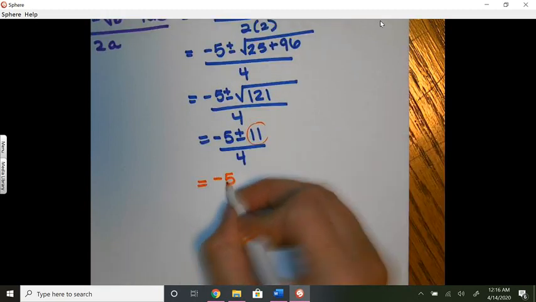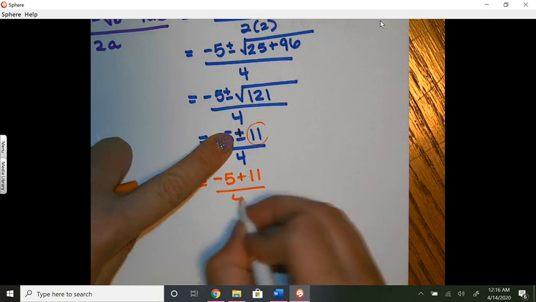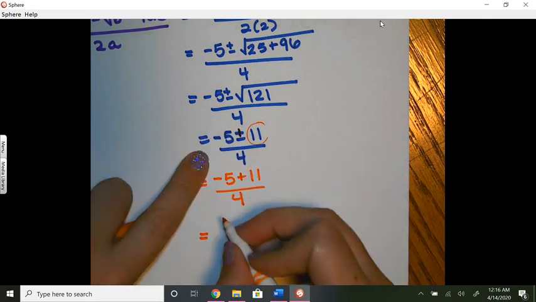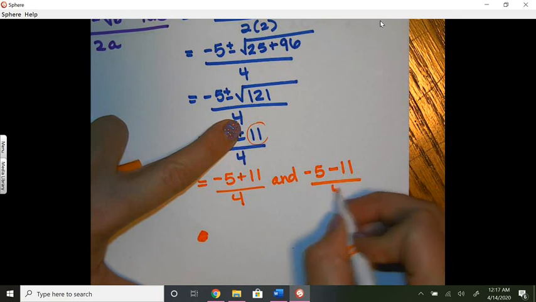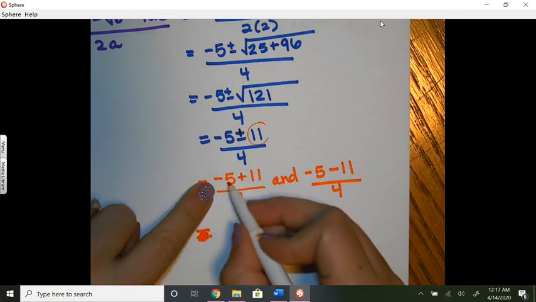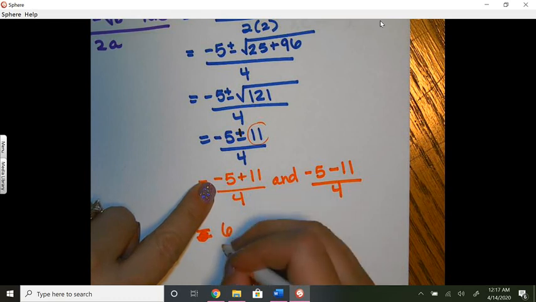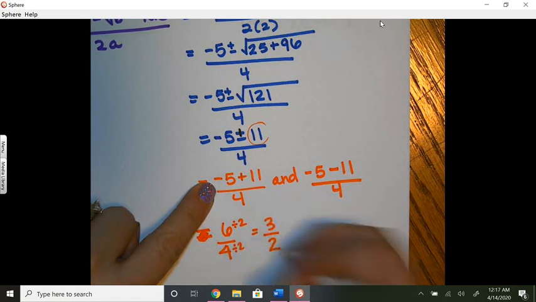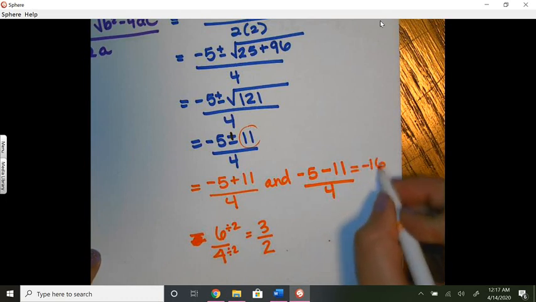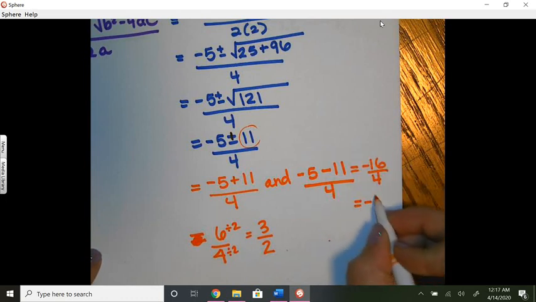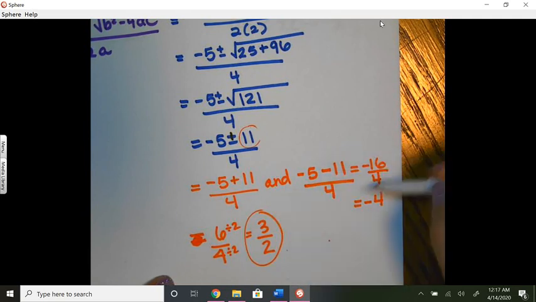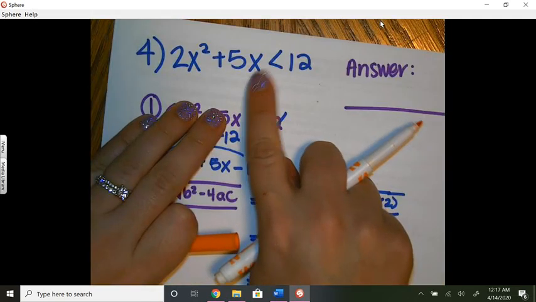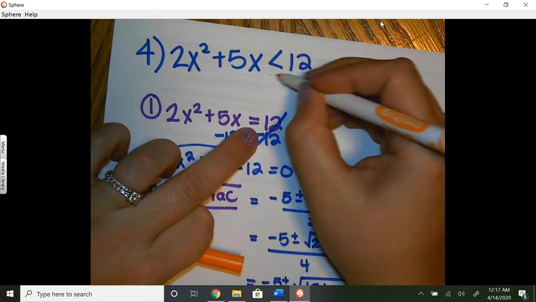Then we have negative 5 plus 11 divided by 4, and negative 5 minus 11 divided by 4. Negative 5 plus 11 is 6 over 4, and if we simplify that, dividing both by 2, we get 3 halves. Here we would have negative 16 divided by 4, which is negative 4. So we get 3 halves and negative 4. Remember, these two numbers, if you plug them in, make it equal 12. Well, it doesn't have the line underneath.